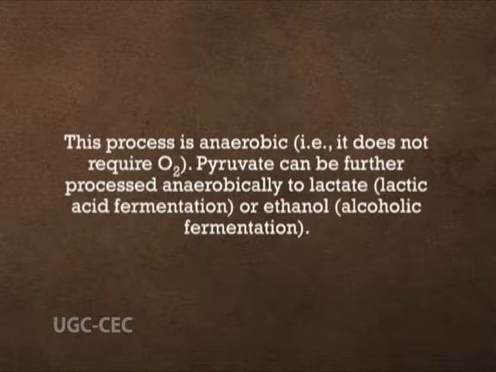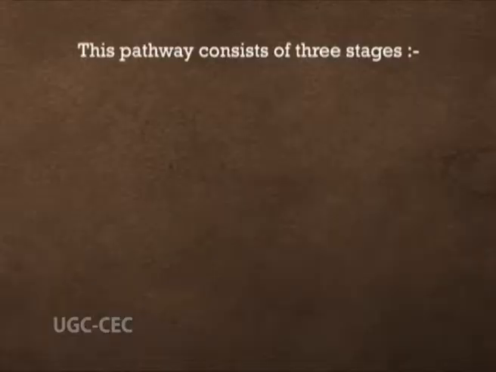Pyruvate can be further processed anaerobically to lactate in the case of lactic acid fermentation or ethanol in the case of alcoholic fermentation. Under aerobic conditions, pyruvate can be completely oxidized to carbon dioxide, generating much more ATP. In eukaryotic cells, glycolysis takes place in the cytoplasm. This pathway consists of three stages.